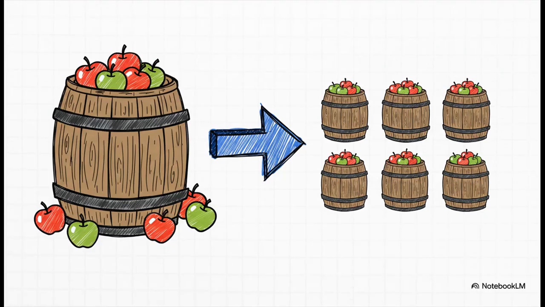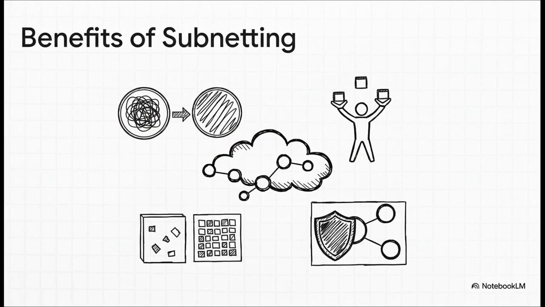I love this analogy because it makes it so clear. Imagine you're given a giant barrel with 100 apples. It's a bit chaotic. Subnetting is like taking those 100 apples and neatly organizing them into 10 smaller barrels with 10 apples each. You still have the same number of apples, but now they're partitioned in a way that's way more useful and organized.